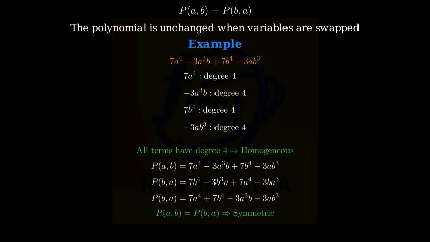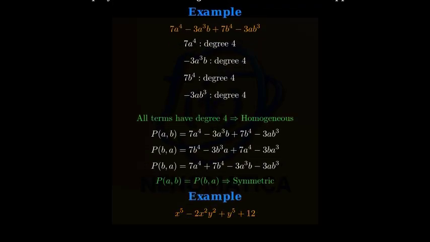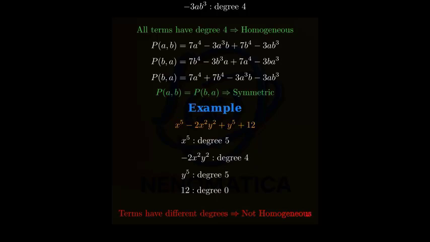Let's move to our second example. We need to determine if the following polynomial is homogeneous and symmetric: x to the 5th minus 2x squared y squared plus y to the 5th plus 12. First, let's check if it's homogeneous. We need to look at the degree of each term. The first term has degree 5, the second term has degree 4, the third term has degree 5, and the fourth term has degree 0. Since the terms have different degrees, this polynomial is not homogeneous.